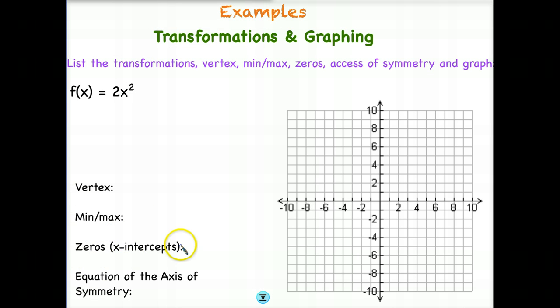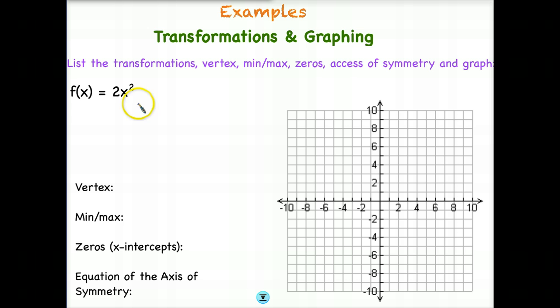Here's an example of an equation that you might get in some of your practice or your assessments. You would get a quadratic equation. You would be required to list the transformations, the vertex, the minimum, the maximum, the zeros, write the axis of symmetry, the equation for that, as well as to graph it. Looks like a lot, but it's fairly logical and it doesn't take that long.